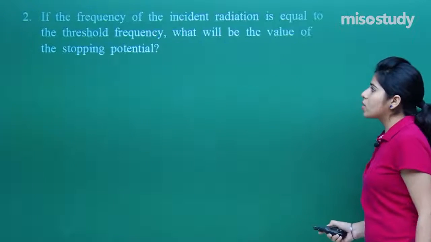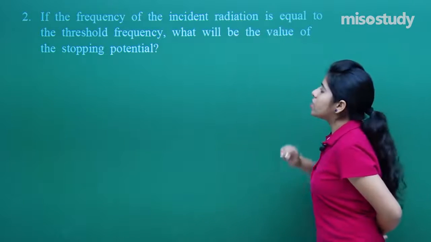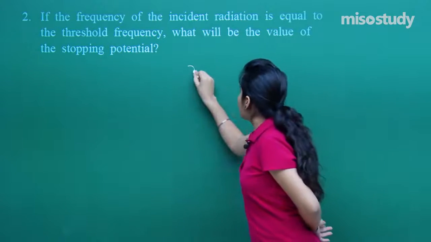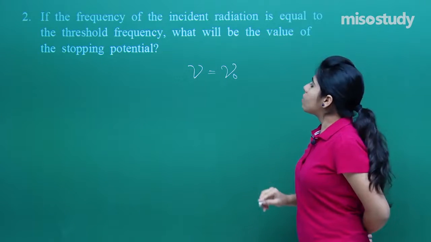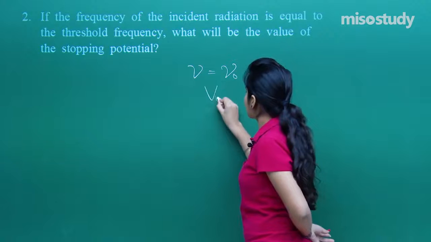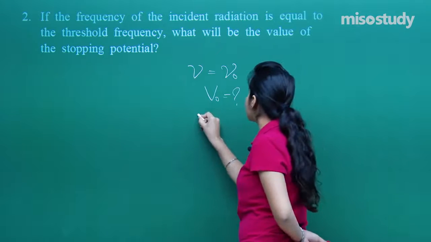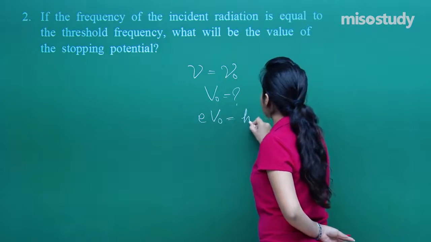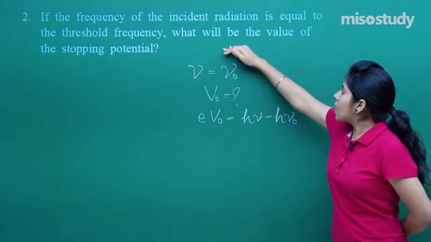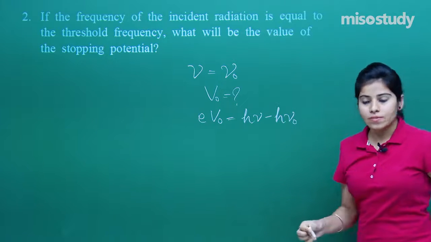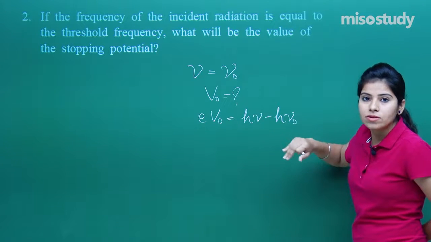Now, let us see the second question, again a 1 mark question. If the frequency of the incident radiation is equal to the threshold frequency, what will be the value of the stopping potential? This we have to find out. Again, you know the equation. The photoelectric equation can be written as eV naught equals h nu minus h nu naught. They are asking what will be the value of the stopping potential. This is Einstein's photoelectric equation.